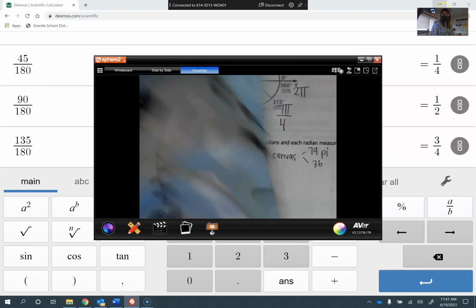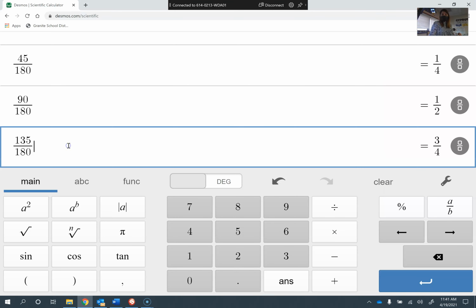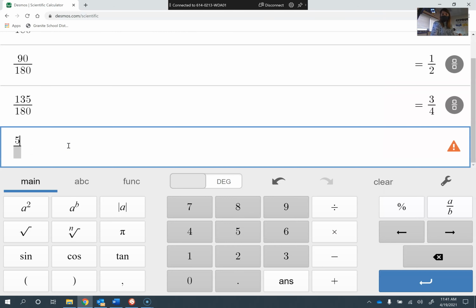So I'll do mine really quick. It's easier if you hit the backslash first. 5. Where's my times button? And I'm getting 300 degrees. Is that what you guys got? Okay.